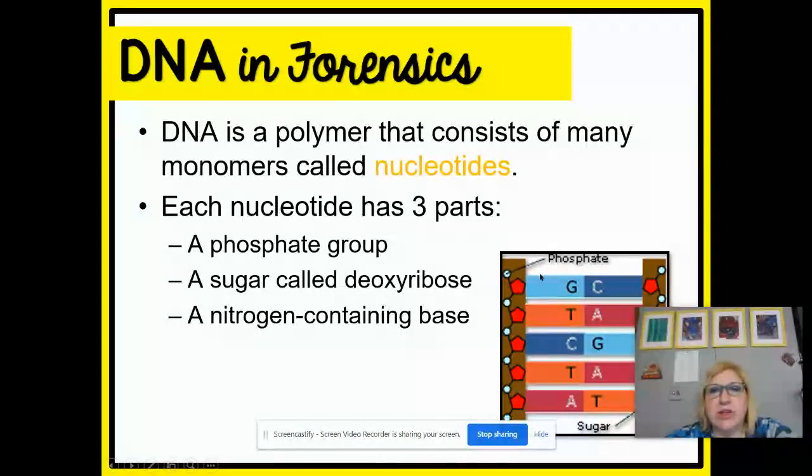So each little area is called a nucleotide. So we have a phosphate, a sugar, and a base. That is a nucleotide right there. All the nucleotides on one side put together make one single strand, and then the bases that match up and make the nucleotides on the other side make the double strand. So you have to have both to be considered DNA, double-stranded DNA.